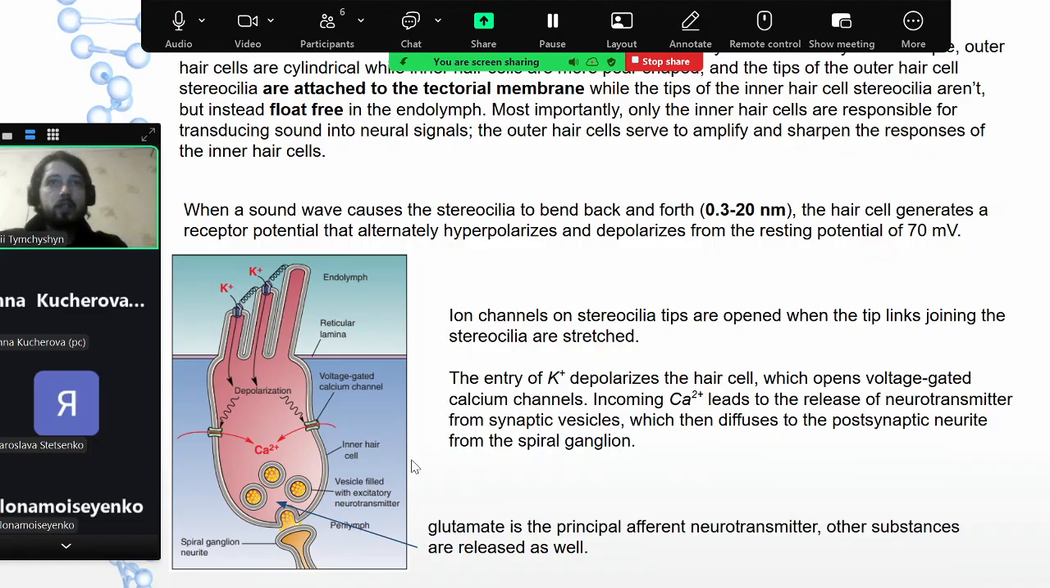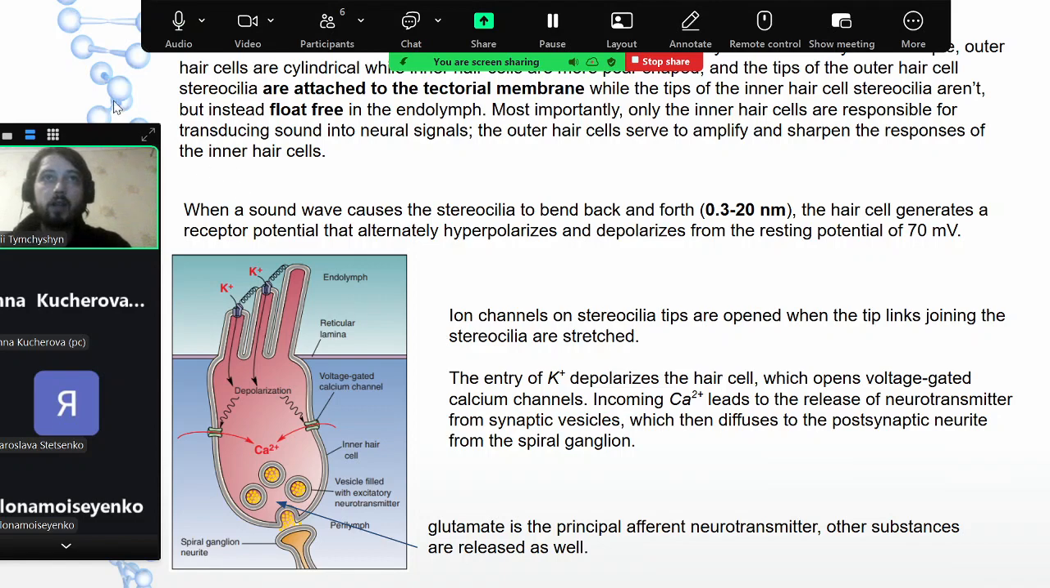And here is, I guess, an interesting and tricky question for you. Look at this slide. Here we have the reticular lamina. Part of the cell is in the endolymph, and the lower part of the cell is in the perilymph. I can remind you that they have a very, very different ionic composition.